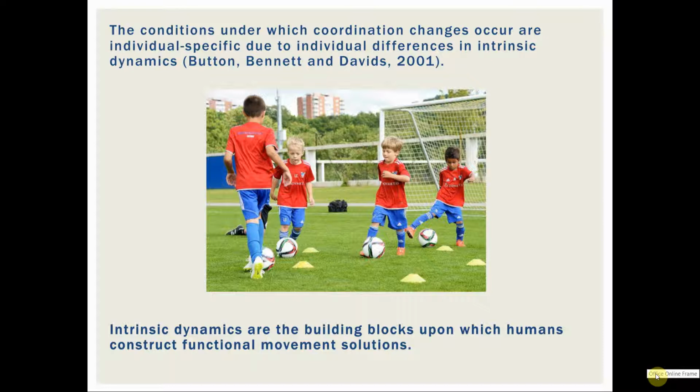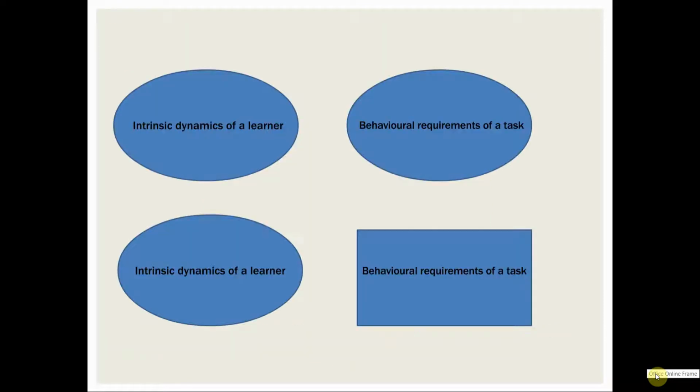So understanding intrinsic dynamics really explains why we have to provide individual learning environments from a constraints-led perspective. Because we've already said this, if the behavioral requirements of the task match the intrinsic dynamics of the learner, then there's accelerated learning. And when the intrinsic dynamics of a learner mismatch with the behavioral requirements of a task, then the learning is a lot slower.